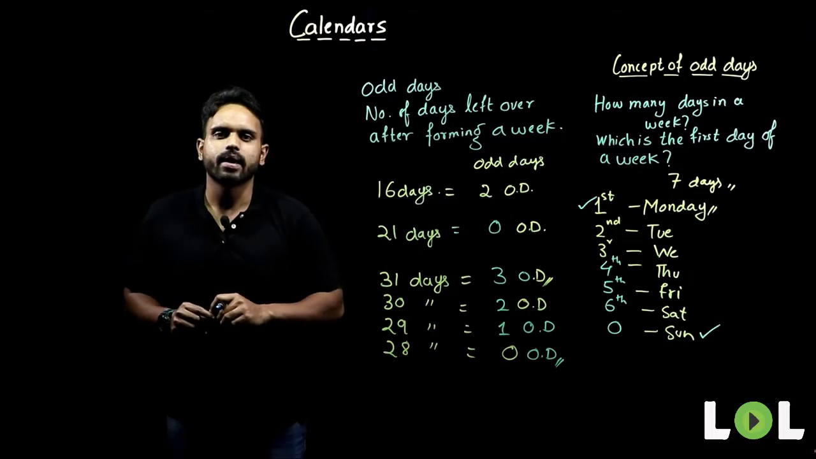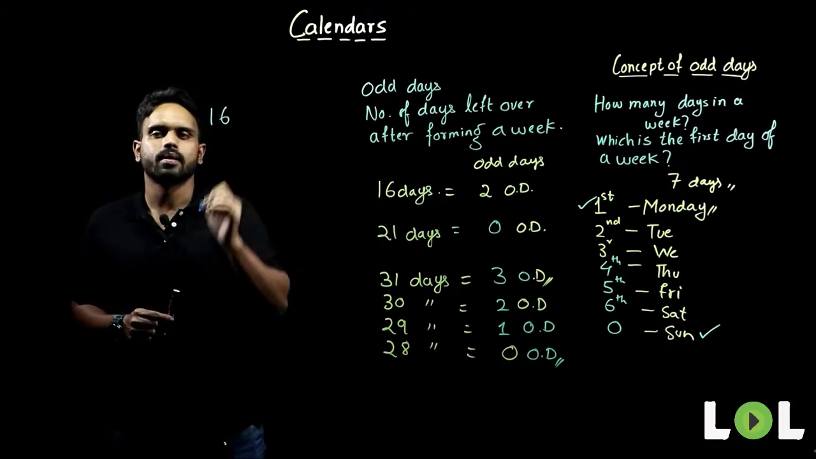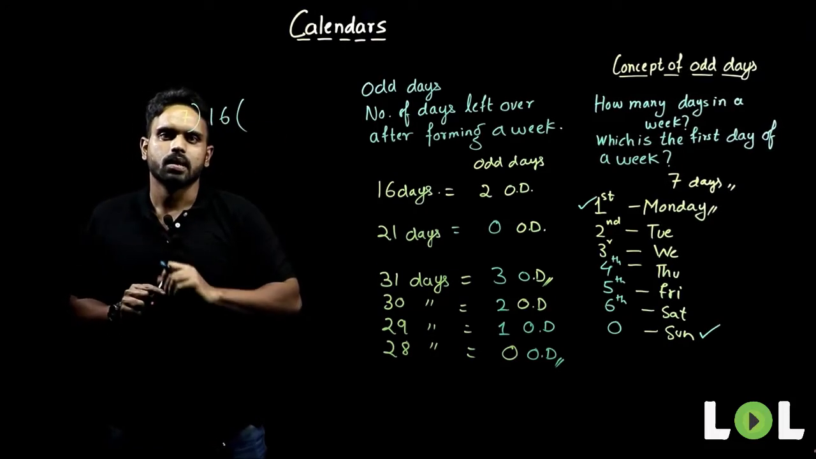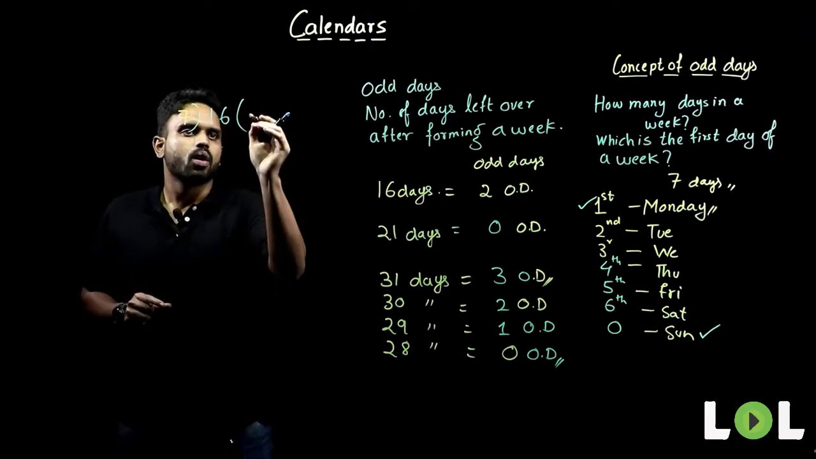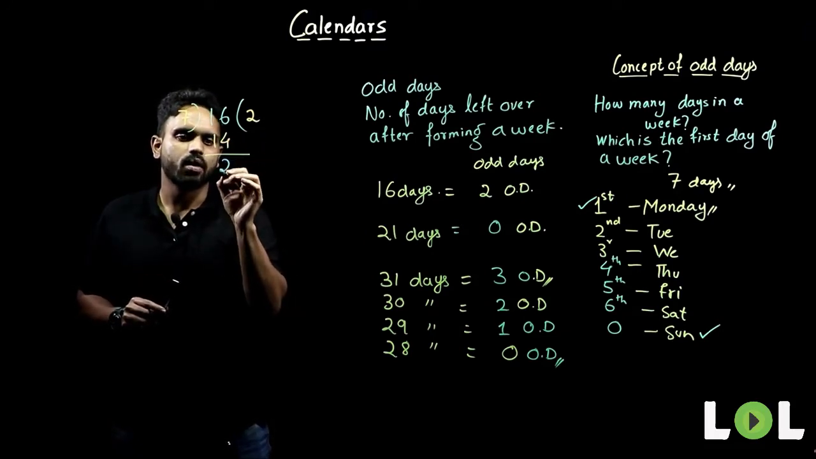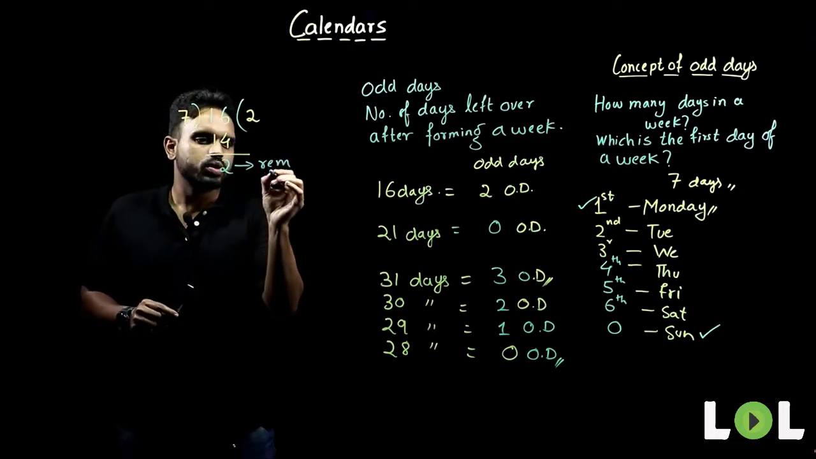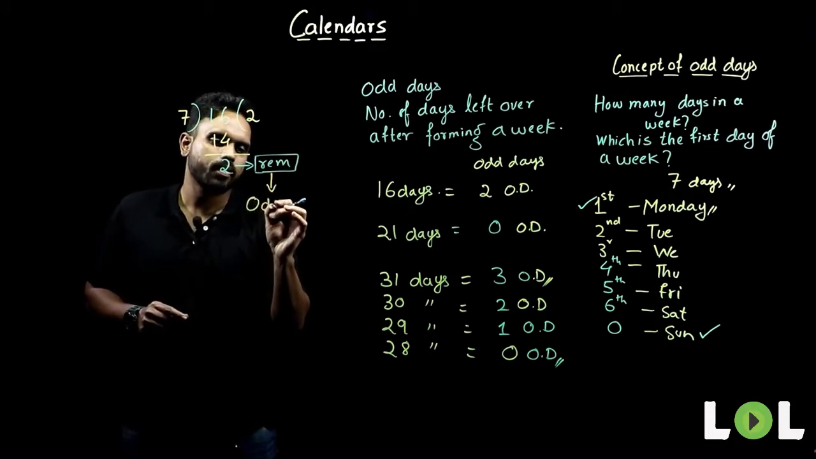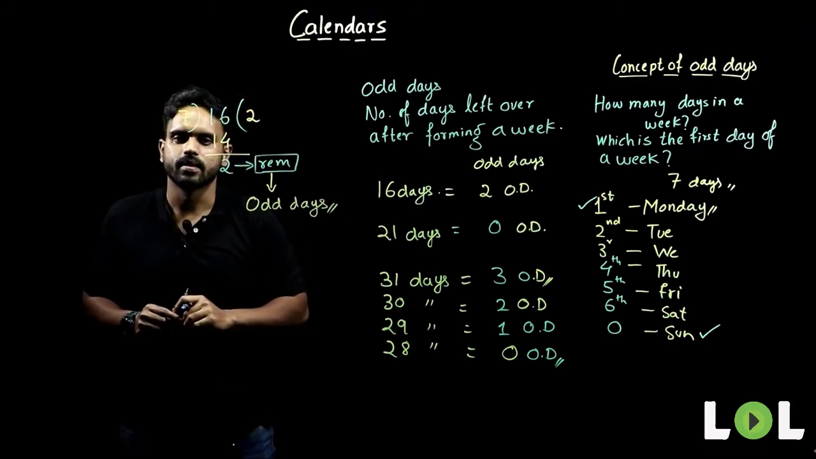How am I calculating my odd days? You take up any number. I will take here 16 that we have already solved it here, and divide it with 7. My divisor here is 7. Dividend is 16. And coefficient is 2 times I will reach to 14. I'll be left with a remainder of 2. My remainder here is 2. So, whatever remainder is left out, this is nothing but my odd days.